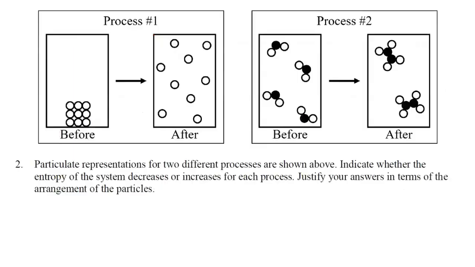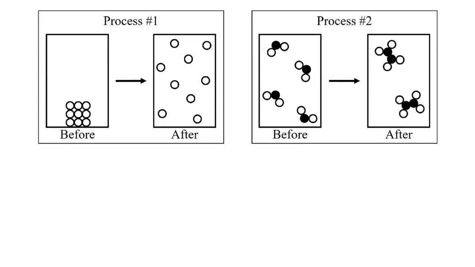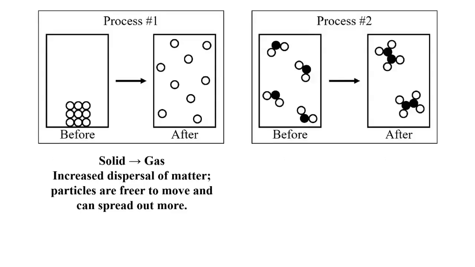Particulate representations for 2 different processes are shown above. Indicate whether the entropy of the system decreases or increases for each process. Justify your answers in terms of the arrangement of the particles. So looking at process number 1, it appears from the information in that diagram that it's changing from a solid to a gas. There's an increased dispersal of matter. The particles are freer to move and can spread out more. So the entropy of the system increases with a positive delta S.